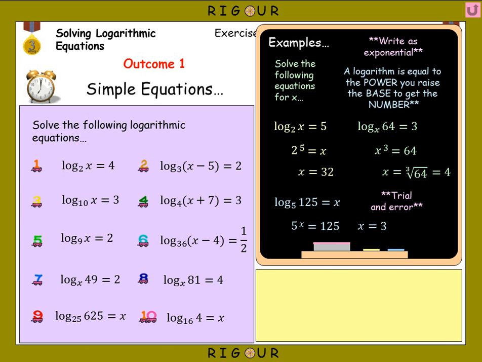Okay, so you've unpaused the video. Let's go over some answers. So we have x equals 16, x equals 14, x equals 1000, x equals 57, x equals 81, x equals 10, x equals 7, x equals 3, x equals 2, and x equals a half.